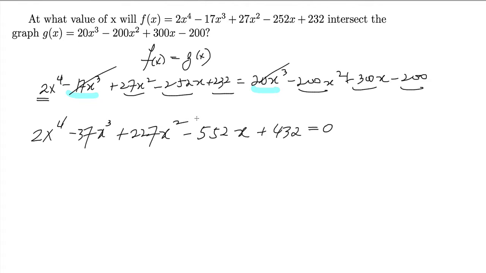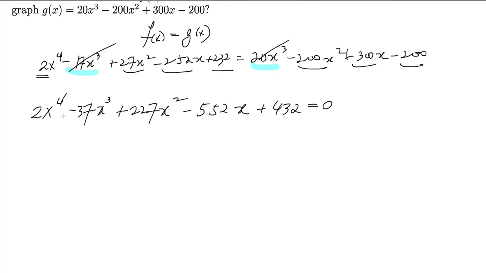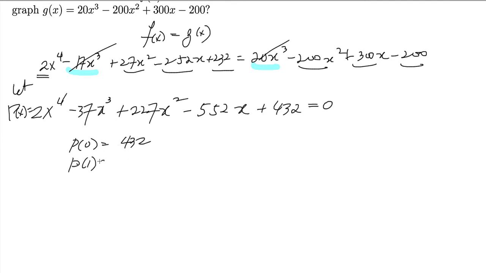Okay, very large value. We can't reduce it because I see an odd number here and an even number here. So now we have to resort to the rational zero theorem. Let's let this be our p(x). If you check 0, we get a large value, 432. We want to get closer to 0. Let's plug in 1, and we get 72. Still positive.